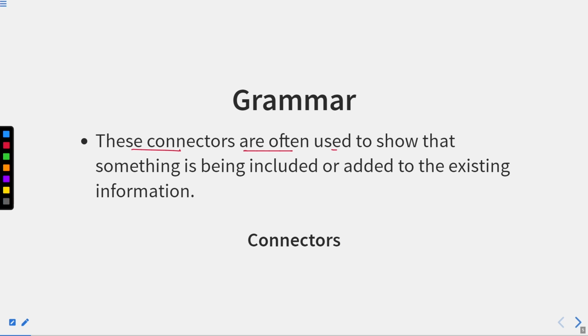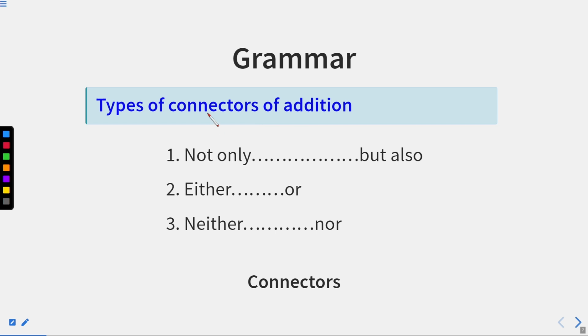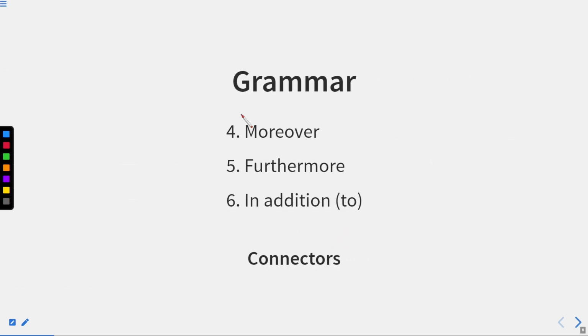These connectors are often used to show that something is being included or added to the existing information. They are also known as additive conjunctions, or transitional words and phrases. Some common connectors of addition include, now we are going to discuss types of connectors of addition. What are the types of connectors of addition? We have not only but also, either or, neither nor. Moreover, furthermore, in addition to. So we have these connectors which are connectors of addition or adding.